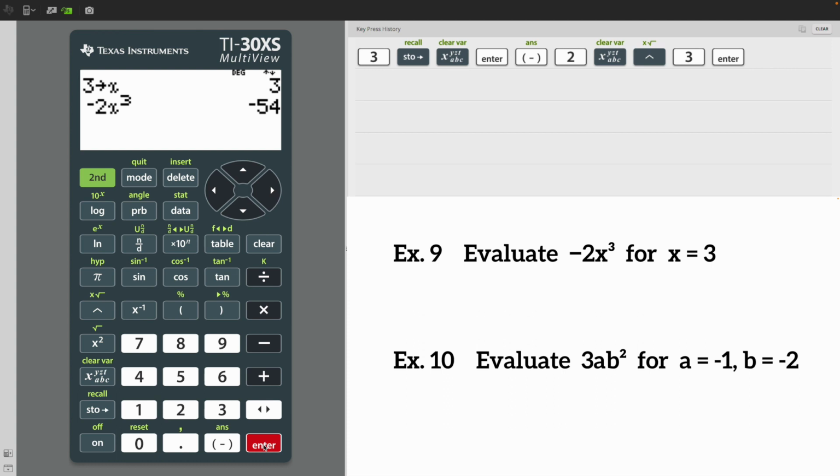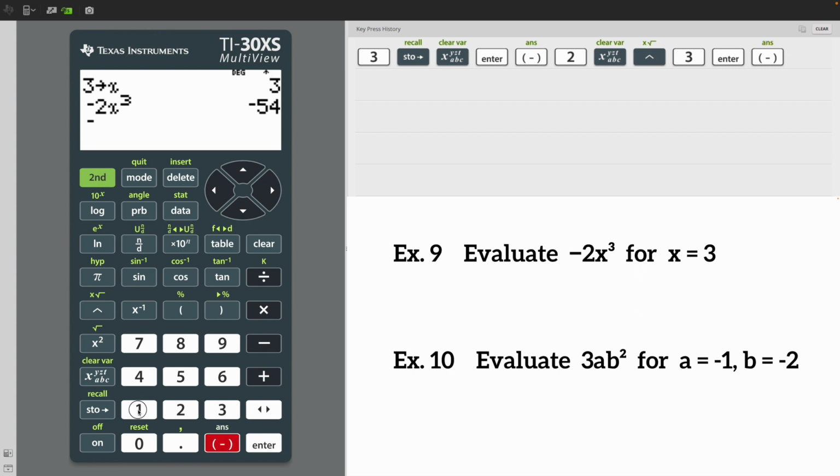Boom. Nice. Super, super useful for a lot of problems on the GED. And the really nice thing is you can store more than one variable. So look at this next example where they'd like us to evaluate 3ab squared for a equals negative 1 and b equals negative 2. So first thing again, store the values for the variable.